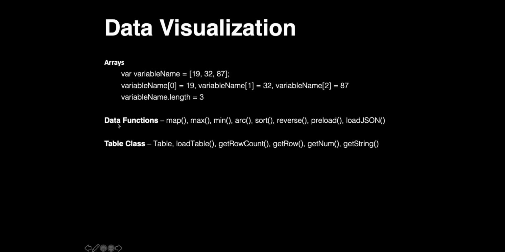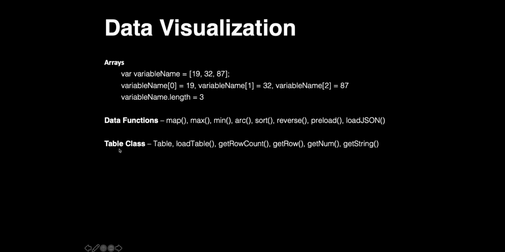Then we're also going to play around with some data functions. So map is a data function we're going to be using to remap different ranges, essentially. Max and min are going to give us the minimum and maximum value in an array. The arc we're going to be playing around with for pie charts. Then you could use sort and reverse to sort and reverse your data. Then we're also going to be using the preload function to load in your data files, and then loadJSON to get JSON data from APIs, for example.